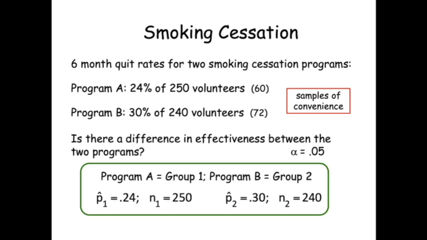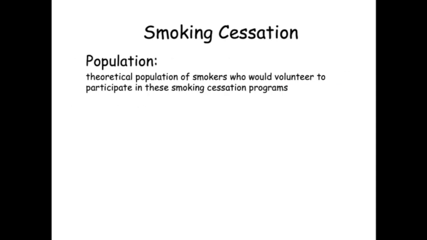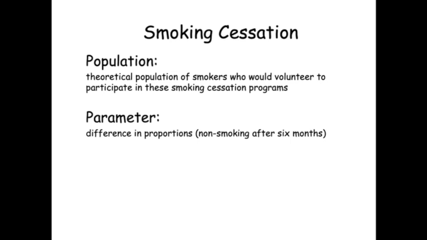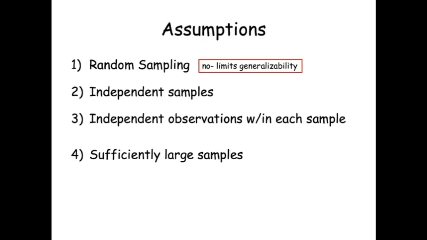Here is a summary of the data. I'll call Program A Group 1 and Program B Group 2. The researchers would generalize their results to a theoretical population of smokers who would volunteer for such programs. And the parameter of interest is the difference in the population proportions who are still not smoking after 6 months. We do not have random sampling, so the ability to generalize is limited to those who might volunteer to participate in smoking cessation programs. All subjects are either in Program A or Program B, so the samples are statistically independent.